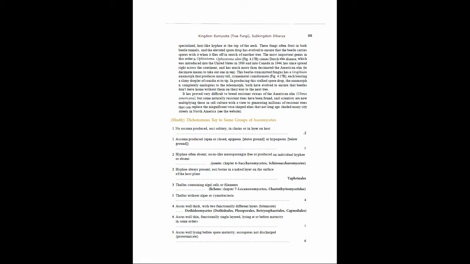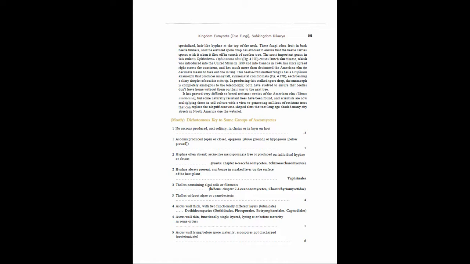1. No ascoma produced, asci solitary, in chains or in a layer on the host. 2. Hyphae often absent, ascus like a sporangium, free or produced on individual hyphae, or absent. Yeasts, Chapter 6, Saccharomycetes, Schizosaccharomycetes. 2. Hyphae always present, asci borne in a naked layer on the surface of the host plant. Taphrinales. 3. Thallus containing algal cells or filaments. Lichens, Chapter 7, Lecanoromycetes, Chaetothyriomycetidae. 3. Thallus without algae or cyanobacteria.